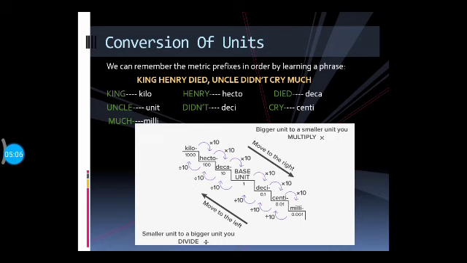And for remembering this order of these prefixes, a simple phrase is written here, and that phrase is King Henry died, uncle didn't cry much. Here King stands for kilo, Henry stands for hecto, died stands for deca, then uncle stands for our basic unit. Okay, didn't again stands for deci, cry stands for centi, and much stands for milli. So by this phrase you can easily remember the order of prefixes, right?